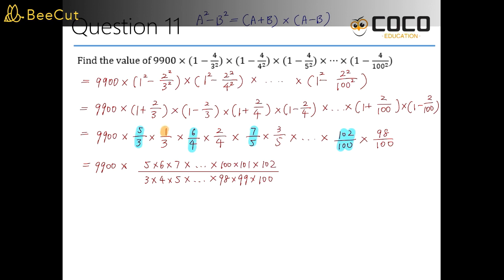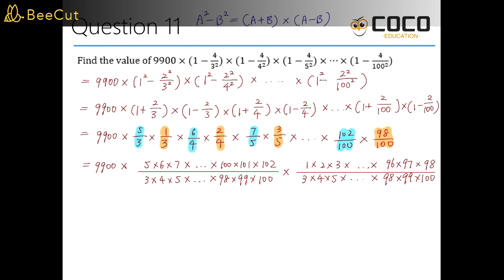For those fractions that are less than 1, we group them together. Denominator is the same, 3 times 4 times 5, all the way to 98 times 99 times 100. The numerator is 1 times 2 times 3 all the way to 96 times 97 times 98.